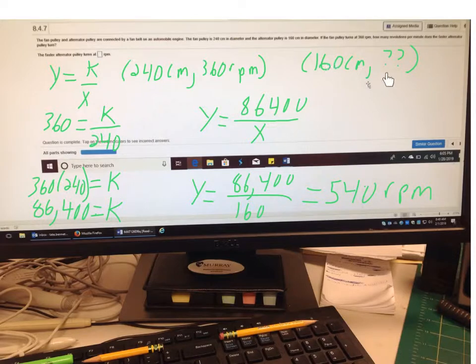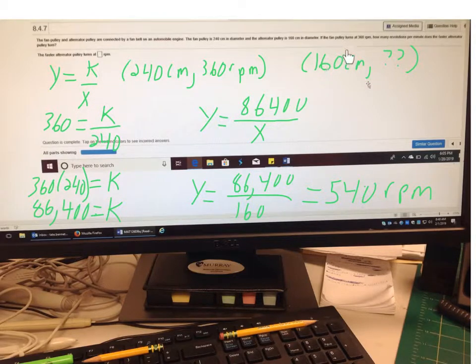So this is the alternator and this is the fan. The fan's diameter is 240 centimeters and it's turned at 360 RPMs. So you can put it into this equation and find k. I put in 240 for x and 360 for y. Then I multiply both sides by 240 and k comes out to 86,400. So then I come back to the original equation and I put that in for k.